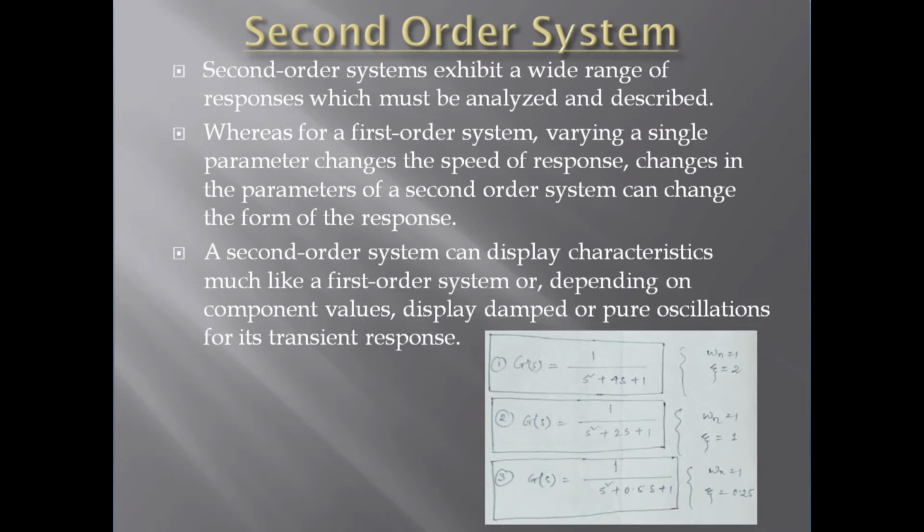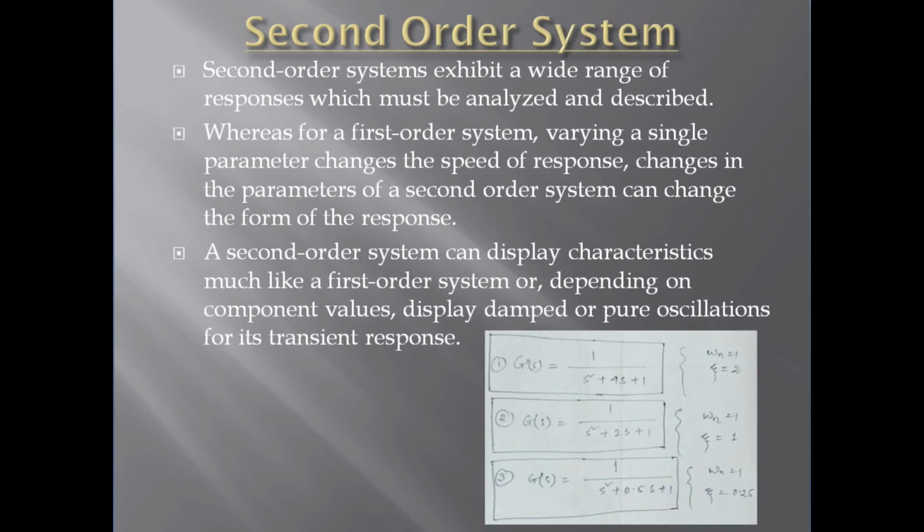Let's see some things about the second order system. The second order system exhibits a wide range of responses which must be analyzed and described, whereas as compared to the first order system, where varying a single parameter changes the speed of response. A second order system can also display characteristics much like a first order system, depending upon the component values, and it displays damped and or pure oscillations for a transient response. We will see how that transient response is exhibited, right?